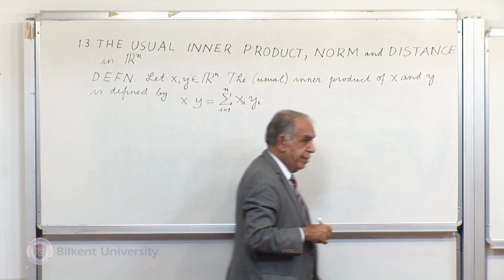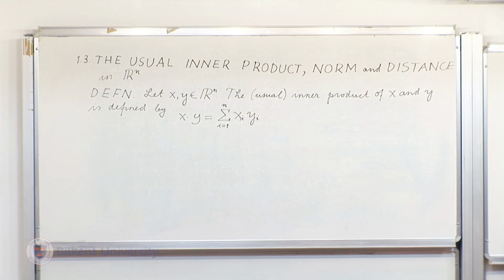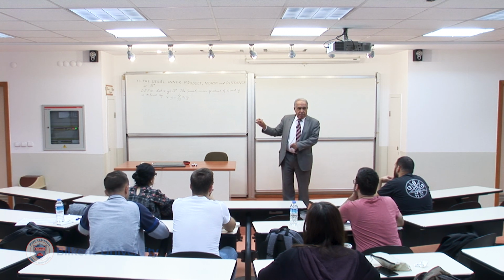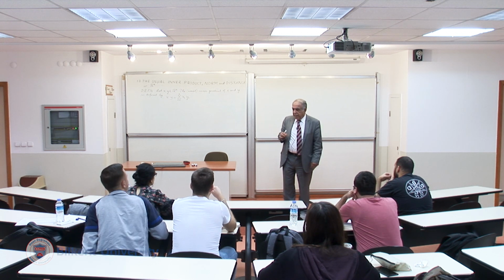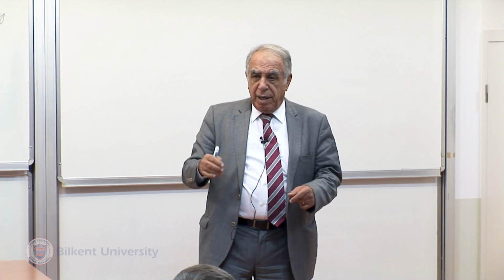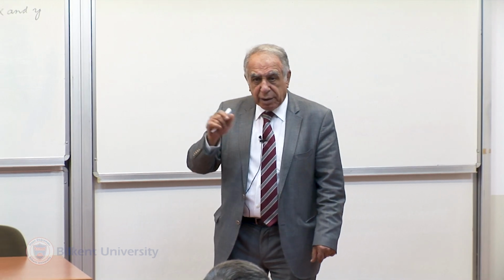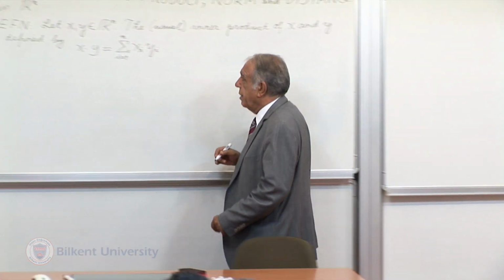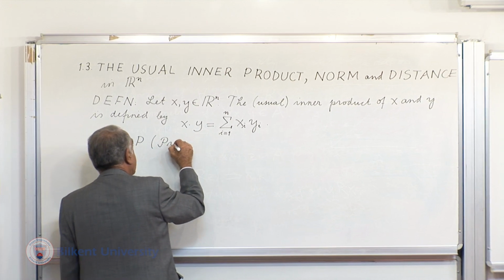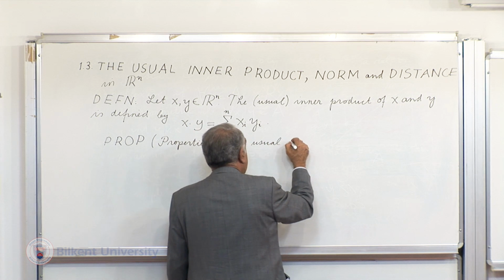Now we will consider a list of properties that this usual inner product satisfies. They will be introduced in three different parts. One is what the inner product operation itself satisfies, then how it is related to vector addition, because that was some structure previously imposed upon Rn, and then how it is related to scalar multiplication, the two operations of the real vector space Rn. So this proposition will be about properties of the usual inner product.